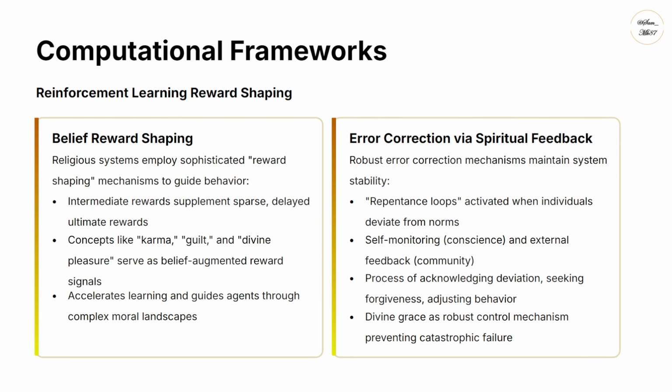Mechanisms like karma, guilt, or divine favor function as rich belief-infused reward signals. Meanwhile, conscience offers internal feedback and community provides external reinforcement. Taken together, these frameworks support long-term behavioral alignment even amid moral complexity or uncertainty. For AI systems, this points to the value of structured reward shaping, feedback loops, and robust fail-safes, like grace mechanisms that prevent catastrophic error while still guiding systems toward ethical adaptation and learning.